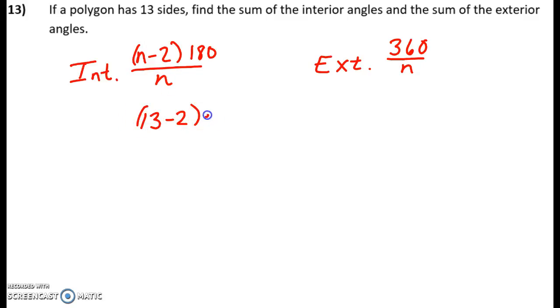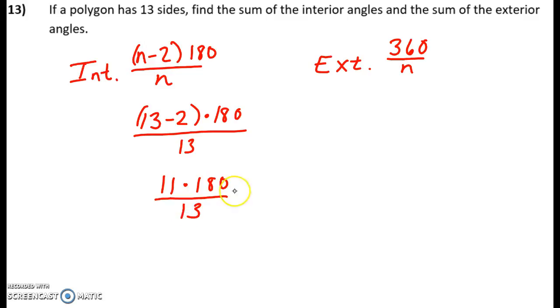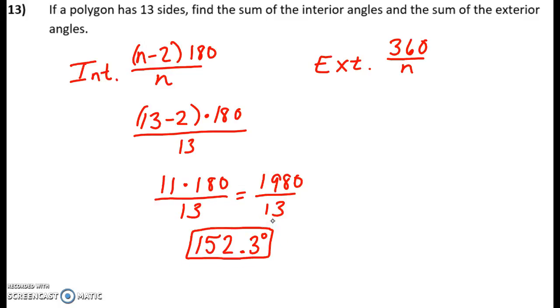13 minus 2 gives us a total of 111. So, sorry, 13 minus 2 is definitely not 111. It's a total of 11. So 11 times 180, all divided by 13. This gives you a total of 1980 divided by 13 for a total of 152.3 degrees. So each interior angle is 152.3 degrees.